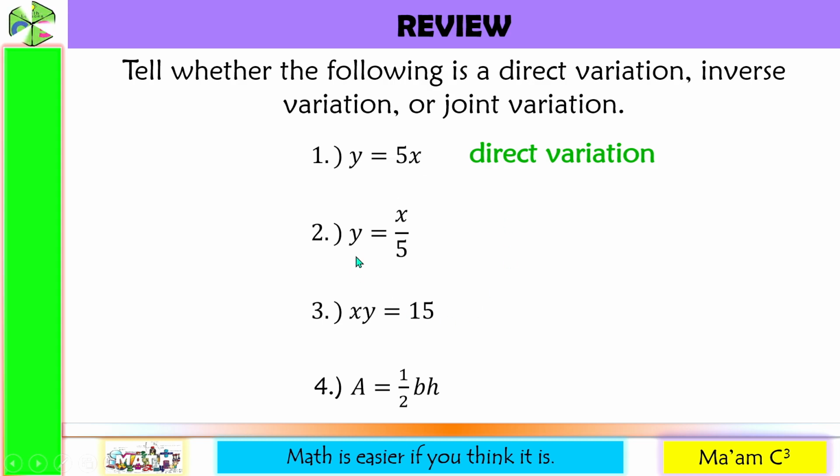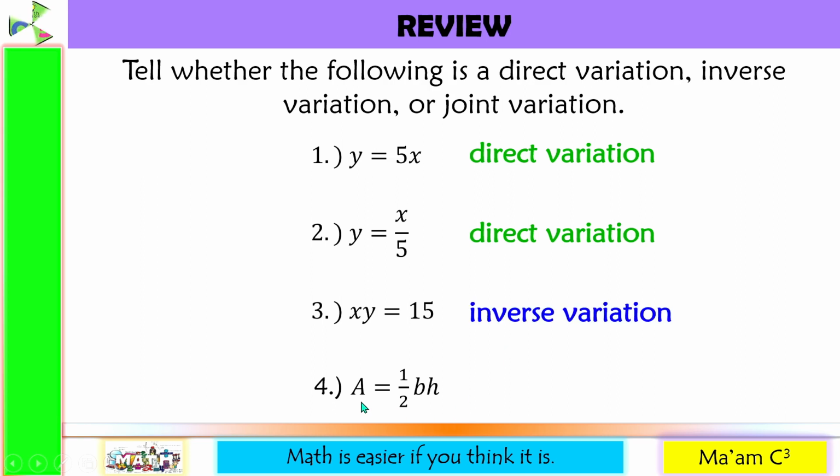Number 2, y is equal to x over 5. This is an example of, once again, direct variation. Number 3, xy is equal to 15. This is an example of inverse variation. And last one, we have area is equal to 1/2 base times height. This is an example of joint variation.